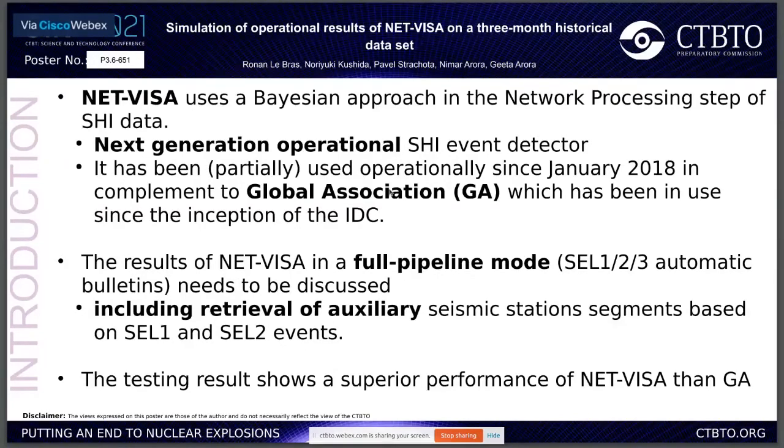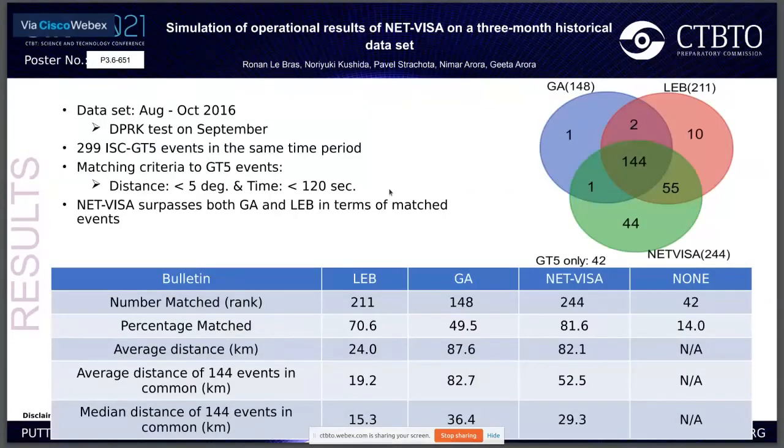So we learned that NetVisa shows a better performance than GA occasionally, but we only know the performance in the cell 3 mode, partial one. So we are performing the test of NetVisa in the full pipeline mode. That means we also take into account the retrieval of auxiliary data. And finally, we see that the testing results show a superior performance than GA. Let me talk a little bit about the results of NetVisa.